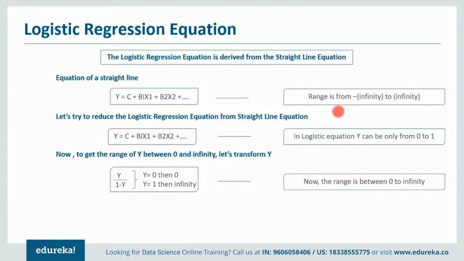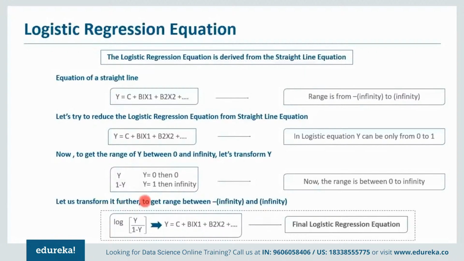But again, we want the range from minus infinity to infinity. So for that, we'll take the log of this equation. So let's go ahead and take the logarithm of this equation. Here we have just transformed it further to get the range between minus infinity to infinity. So over here we have log of y over 1 minus y, and this is your final logistic regression equation.